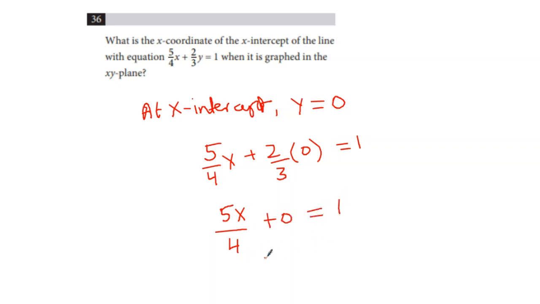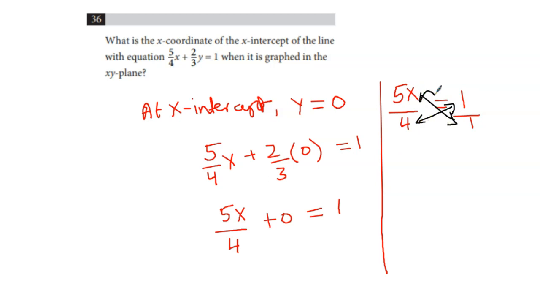So here you cross multiply. You get 5x equals 4. Divide both sides by 5. And you get 4 over 5. The x coordinate is going to be 4 over 5.